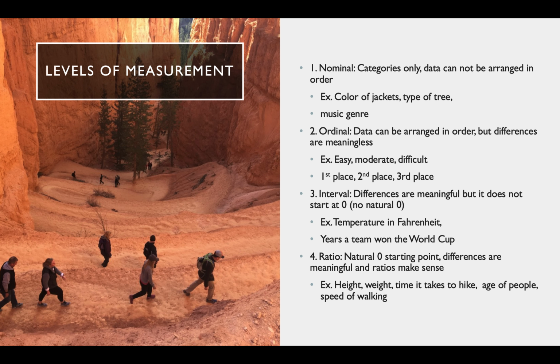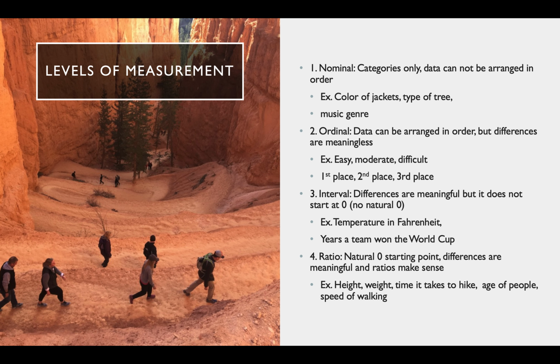The next one is interval. Interval is used the least often. These ones have meaningful differences, but it does not start at 0. So for example, temperature in Fahrenheit. Our Fahrenheit scale does not start at 0. It can go lower than 0. You can have negative degrees. But the differences are meaningful. So 1 degree, 2 degrees, 3 degrees, they're all the same difference apart.